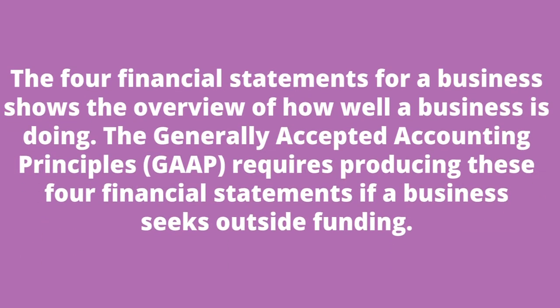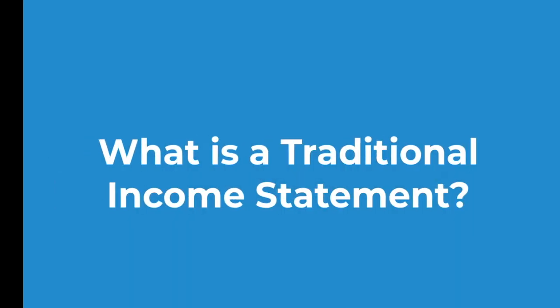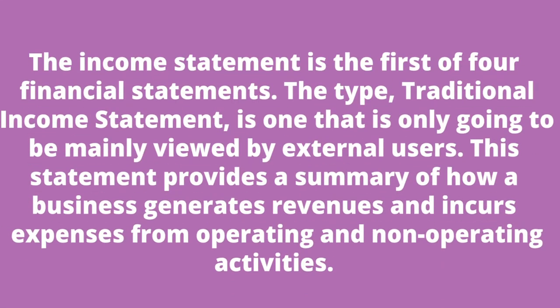The four financial statements for a business show an overview of how well a business is doing. The generally accepted accounting principles, GAAP, require producing these four financial statements if a business seeks outside funding. The income statement is the first of the four financial statements. The traditional income statement is one that is mainly viewed by external users. This statement provides a summary of how a business generates revenue and incurs expenses from operating and non-operating activities.